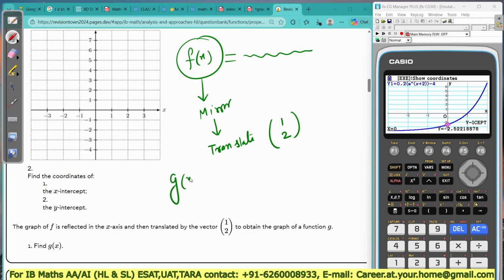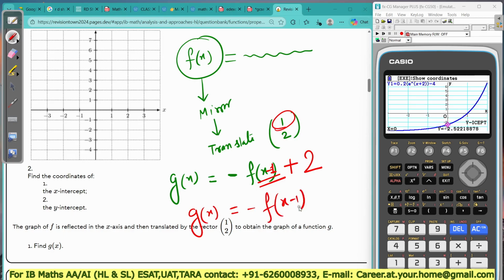So you can write g of x equals, whatever your f(x), you just write minus of f(x). This is what you have done for your reflection. Now translate by 1, so it should be minus of f(x minus 1). Why am I doing x minus 1? Because you have to shift your x 1 unit right. Then 2 units in the positive y direction. So this should be your generalized representation for g of x: minus of f of x minus 1, plus 2.